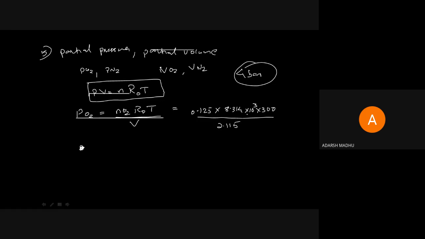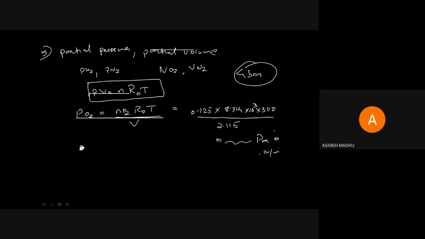You will get the value in Pascal, because here we are using only this equation. In PV equal to mRT or PV equal to nRT, we are using the value of pressure in Pascal. So by using this equation, we will get the value of pressure in Pascal, that is Pascal or Newton per meter square.